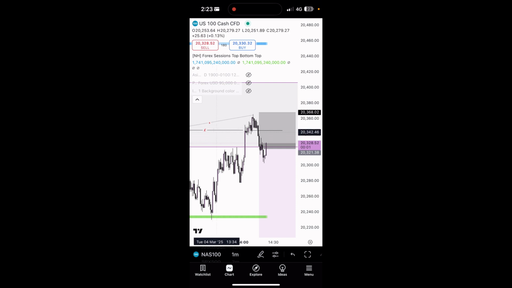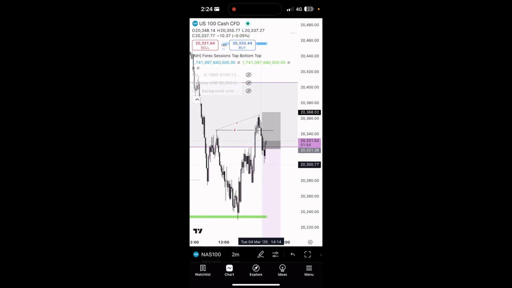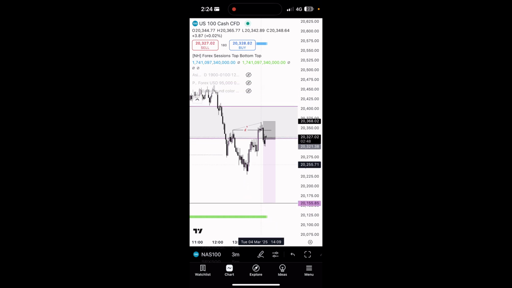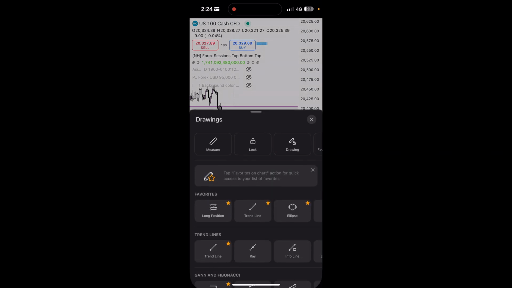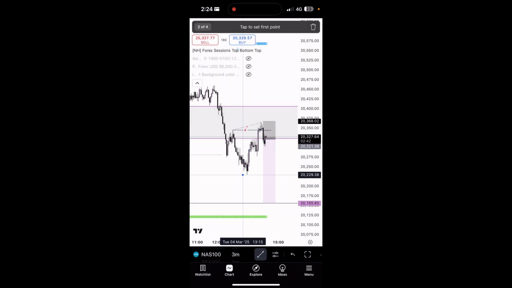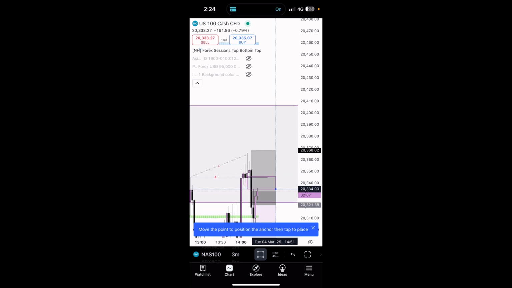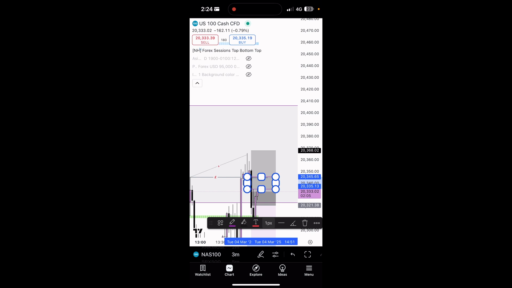Now I originally wanted to enter from here, but I was too slow in the process of doing it and then price pushed down. So now we just have to let price do its thing. And yeah, I'm still targeting this order block. However, I'm kind of wary that this draw on liquidity is here. I'm currently seeing price come to this 3-minute fair value gap as well.